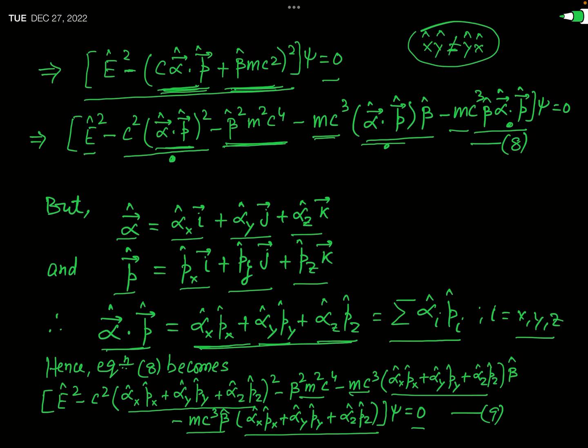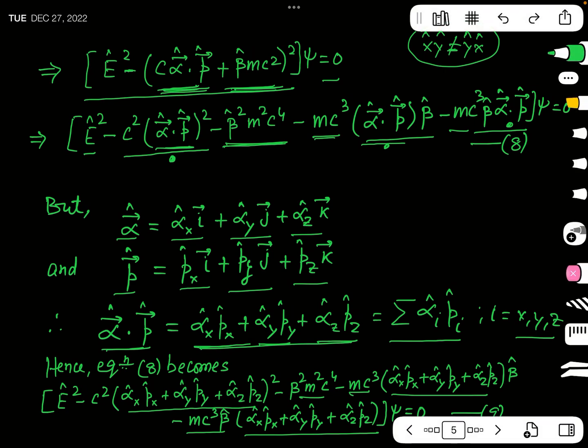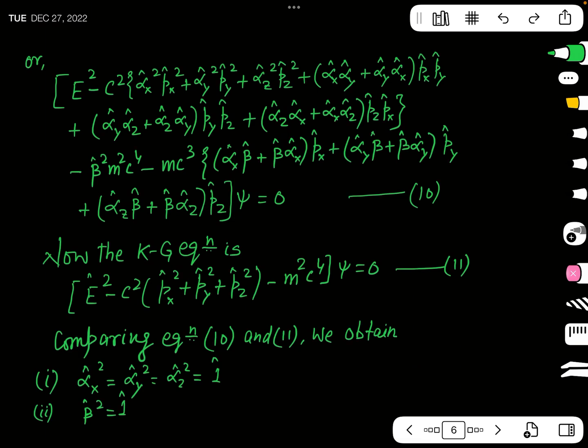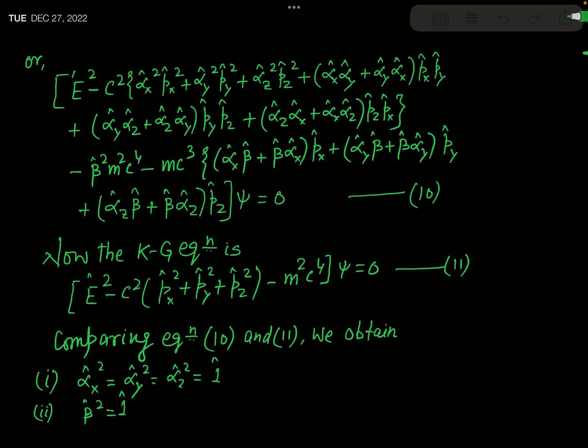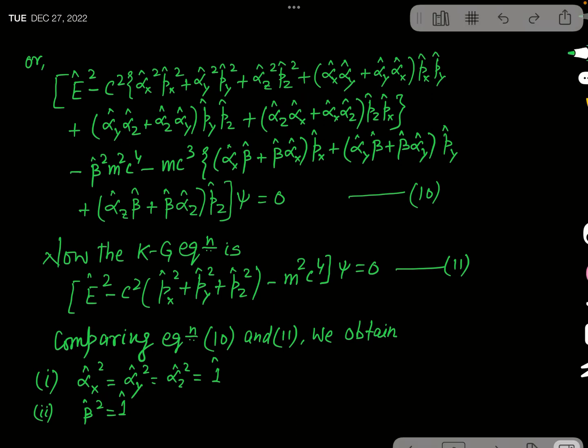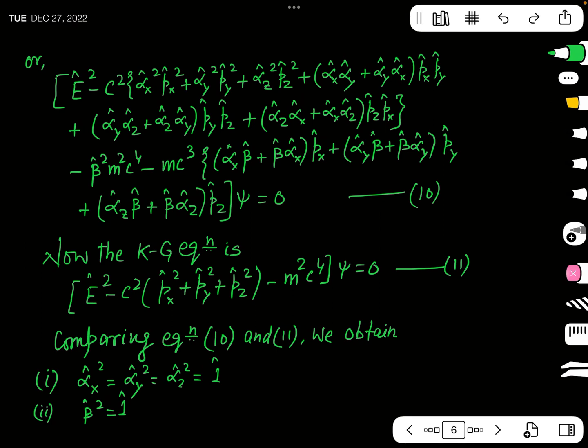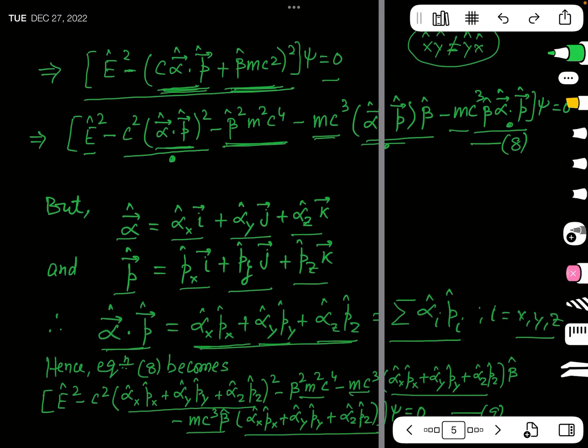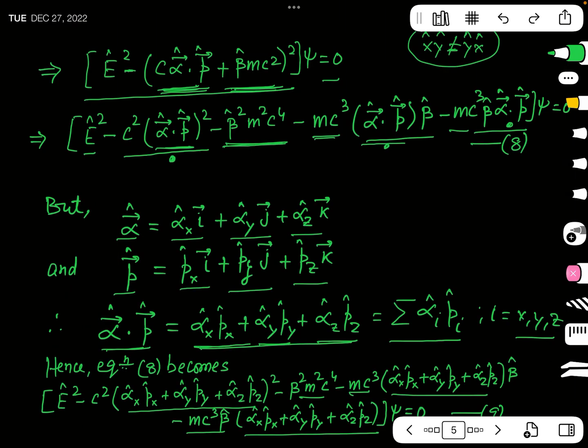Now this is the equation which we have obtained after substituting the value of alpha dot p. Now we will simplify this equation a little bit.